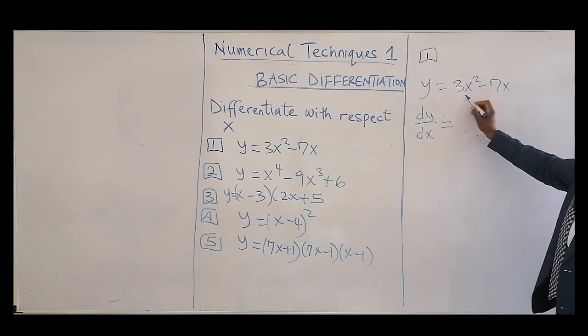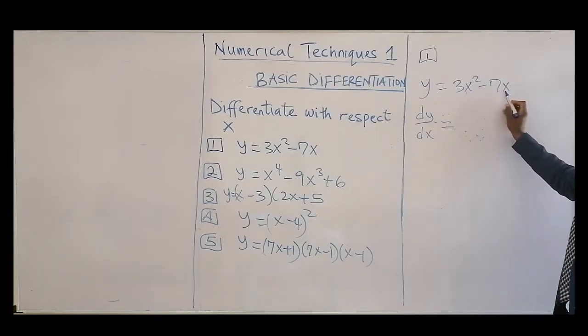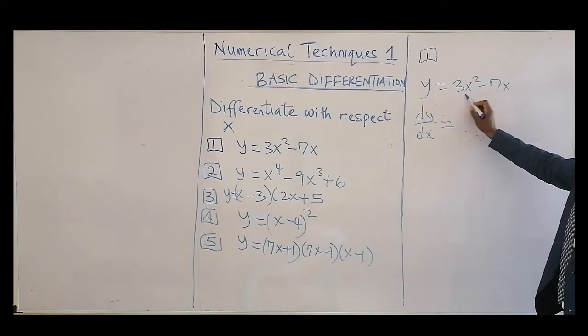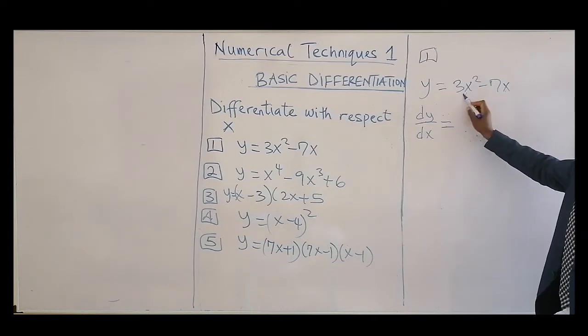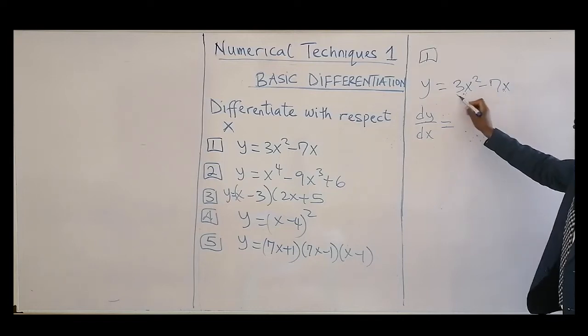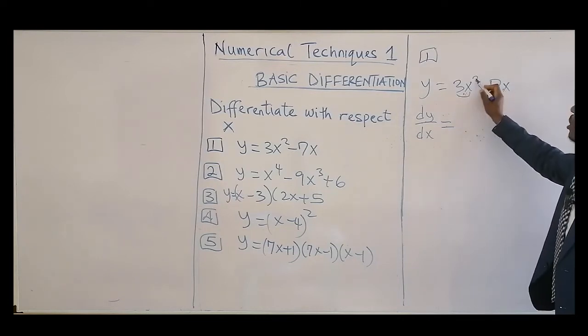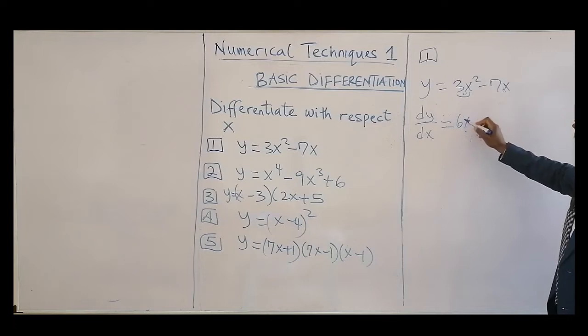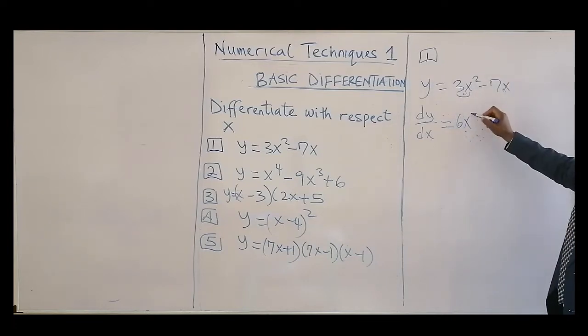This is a difference of functions, and the derivative will be for each of the functions. So it will be the derivative of this one, which will be what? 2 times 3, that's 6, then x to the power 2 minus 1, power 1. And anything to power 1 is that number.